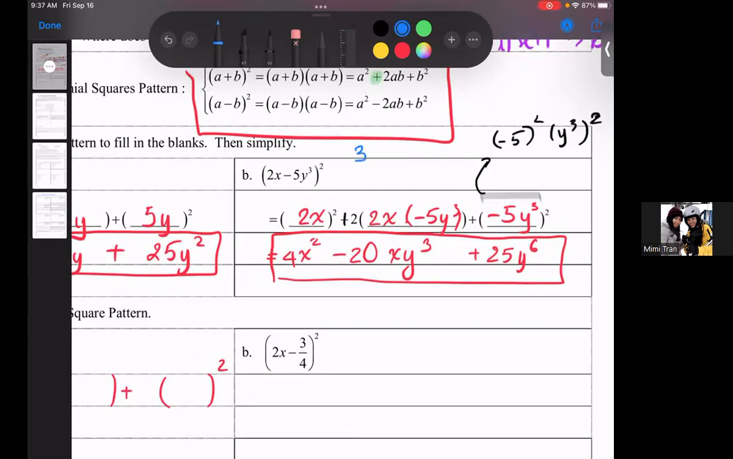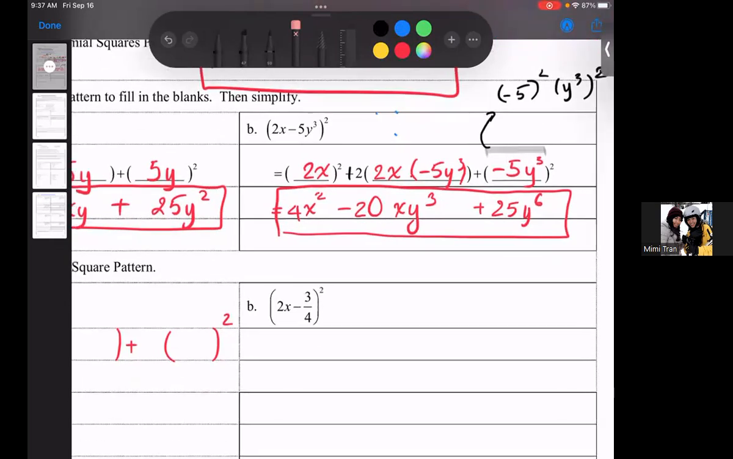If I ask you 3 times 5 times 2, what do you do? 3 times 5 is 15, and then times 2, right? You don't do this. Don't write this down. You don't do it twice. You only multiply it once, not distribute like addition or subtraction. So 2 times negative 5 times 2. Does that help?